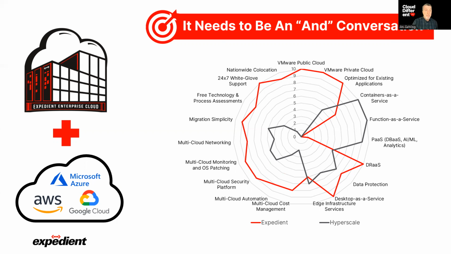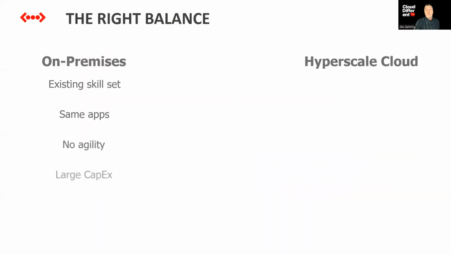So let's boil it down to something simple. I'm on-prem and this is what I have. I want to get to the cloud. Why? Because I have no agility, I have large CapEx, and I'm manually driven. I want to automate. That means a lot these days, but I have an existing skill set, and that's important. I need to understand that in today's market, you need to understand how to manage that because you're not going to find the skills that you need.